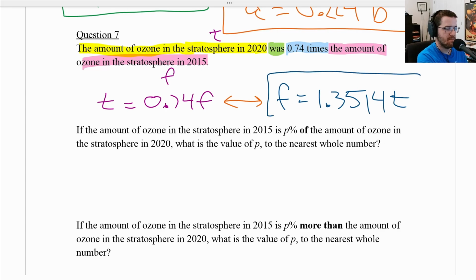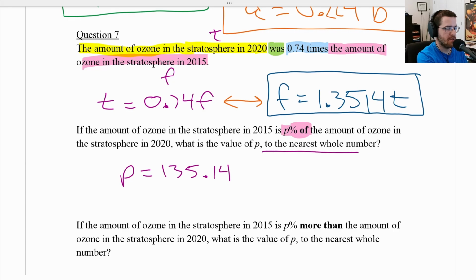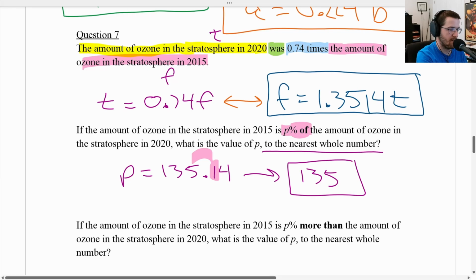So this question is asking us about that. And it says p% of. Well, we now know the multiplier is 1.3514. If we just change it by multiplying by 100, we get 135.14, which rounded to the nearest whole number would be about 135. We round down because 1 is next to the ones place and it is 4 or smaller.